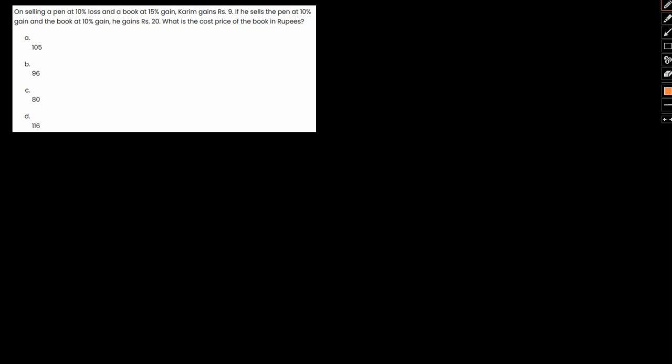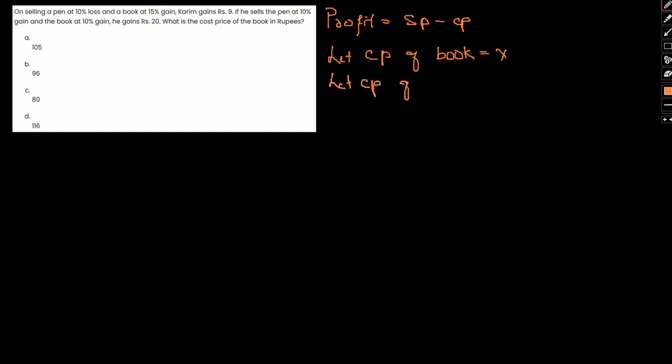So we know profit or gain can be written as selling price minus cost price. So we'll use this particular concept. Let the cost price, CP, of the book equal x and let the CP of the pen equal y. Therefore, it's given selling a pen at 10% loss, that is, selling price would be 0.9y, and the book at 15% gain, that is 1.15x. These are the selling prices, minus y minus x.